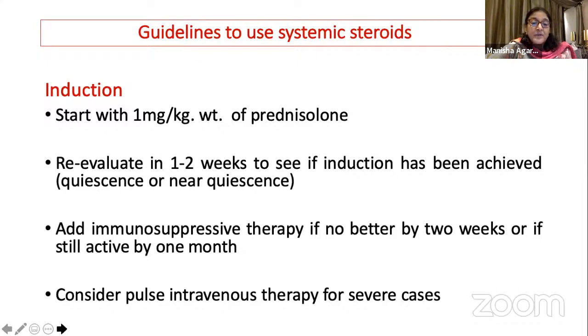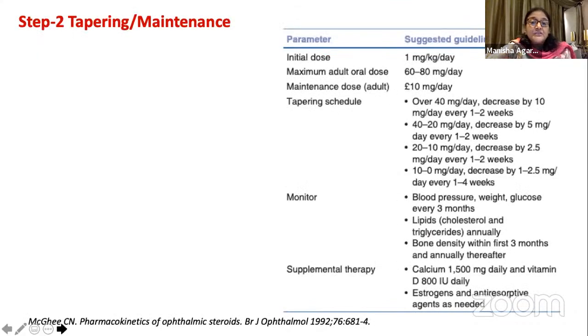We can also consider a pulse intravenous therapy for cases which are having a severe disease. Now, this is the usual routine that we follow, and the tapering schedule that we follow with systemic steroids. So initial dose, we start at 1 mg, and then we usually taper it in the coming few weeks. It does require very close monitoring, and we need to monitor the blood pressure, the weight of the patient, the blood glucose levels, and they need to be very strictly monitored at least once in 3 months. The lipid profile has to be monitored, and it is preferable to even monitor the bone density within the first 3 months and thereafter annually.